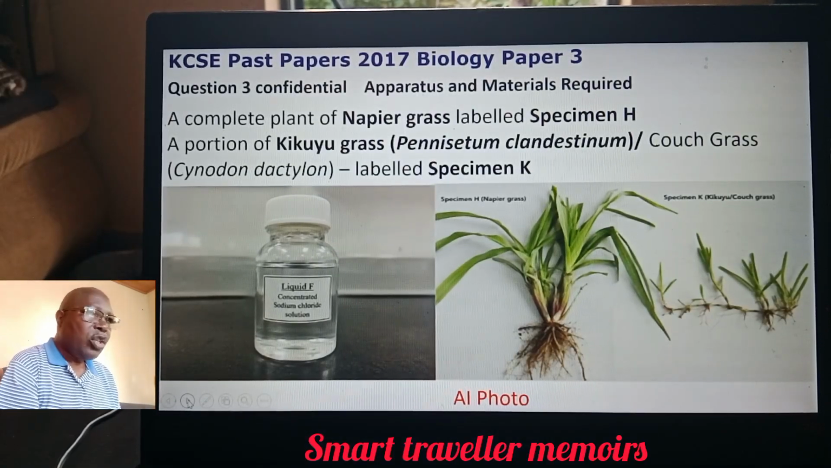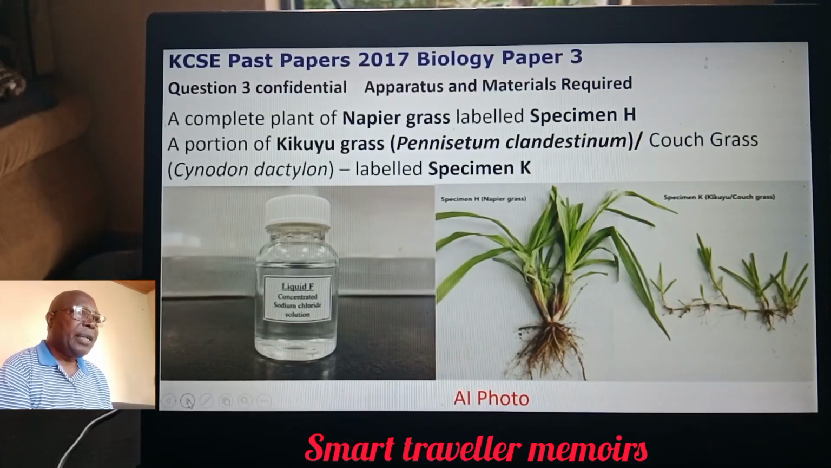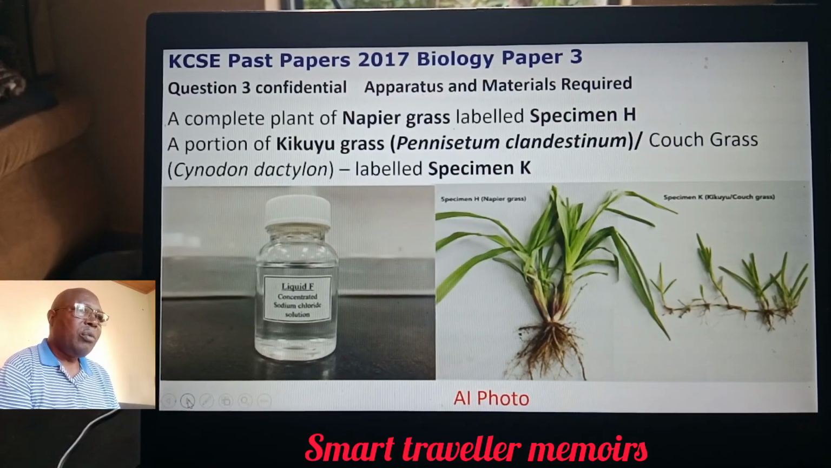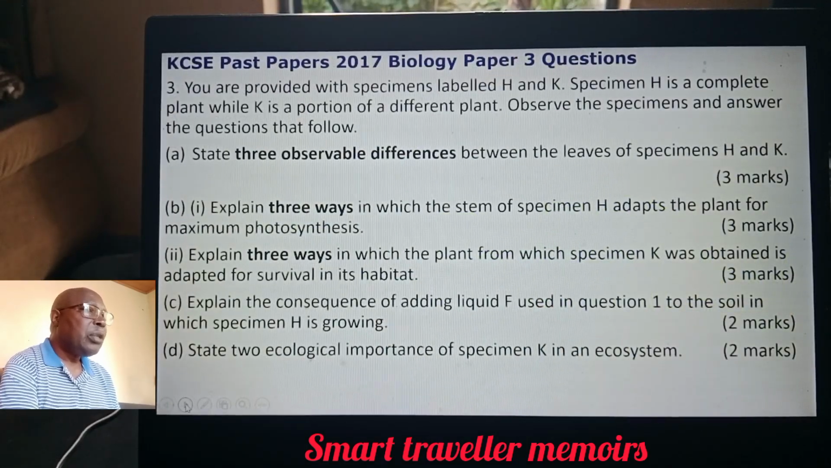Without much ado, let's go to question 3, confidential apparatus materials required. You require a complete plant of Napier grass, labeled specimen H, a portion of Kikuyu grass, or in scientific term, Pennisetum clandestinum, or instead of Kikuyu grass, you could have got couch grass, Cynodon dactylon, and you label it specimen K. You can see the specimens there. You can see liquid F, and you can also see the specimen H and the specimen K.